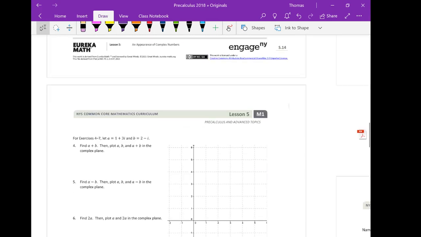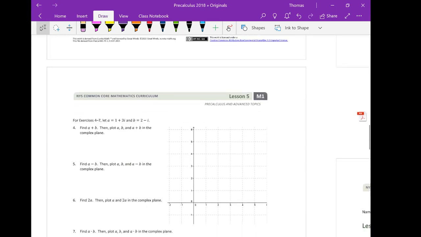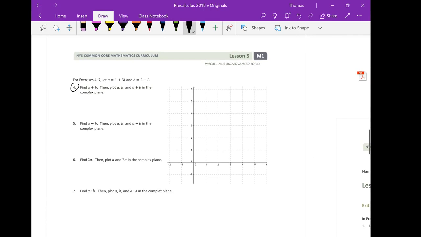Before we leave this section, I'm going to ask you to try out questions 4 through 7. This is just asking us to do each of the operations, plus, minus, scalar multiply, complex multiply, and then plot all the results as you go. That sort of sums up all our skills for today. In the next video, we'll review these answers, and then you can just come in and take your exit ticket.